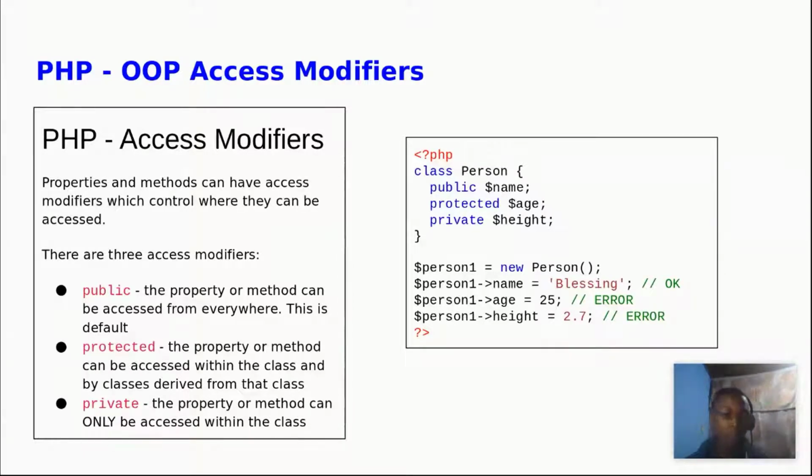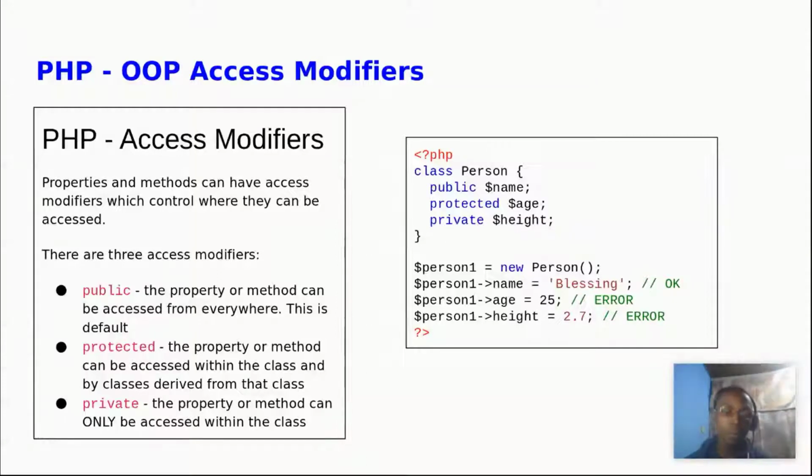The protected property or method can be accessed within the class and by classes derived from that class. So when we say protected, we mean that we have locked this property or method to this particular class, or to classes that inherit from this class. But when we use the private modifier, we are simply saying that this property or method can only be accessed within this class and nowhere else.